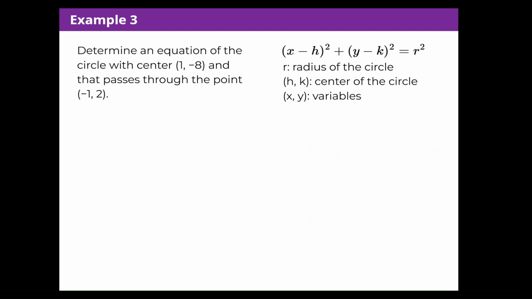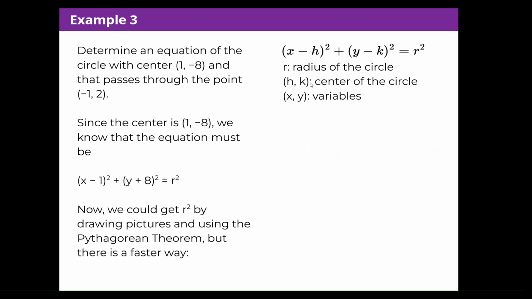Last example. This one's a little bit trickier. Let's determine an equation of the circle given this center and the circle that passes through this other point. So if I look at the form here, I was told the center. What I need to write down the equation is I need to know the coordinates of the center and I need to know the radius of the circle.